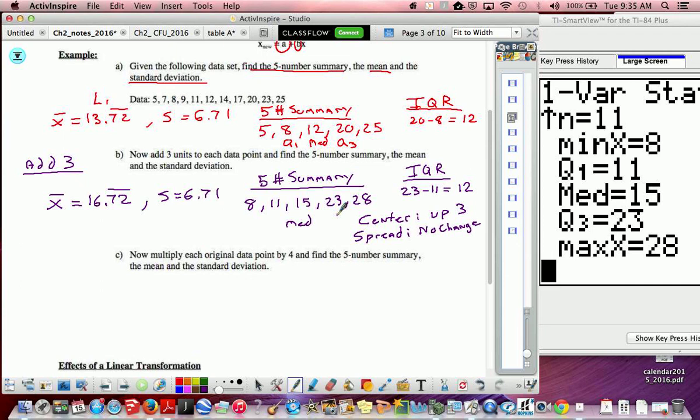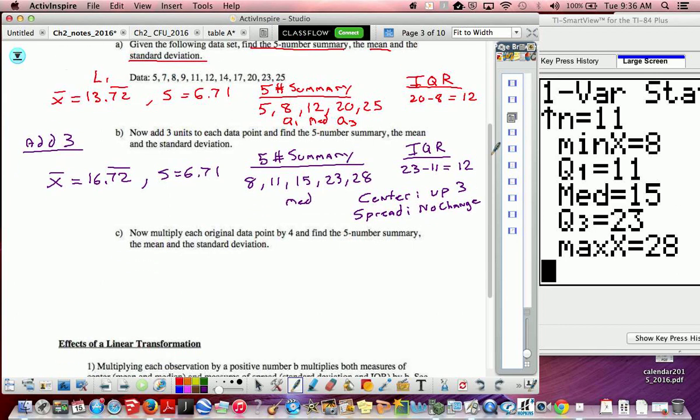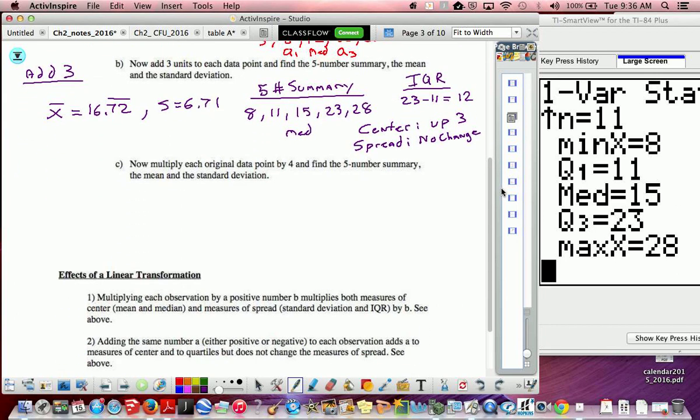Standard deviation and interquartile range are measurements of spread. So you're looking at basically the lowest score and the highest score, and they're all shifting the same distance. And since they're all shifting the same distance, spread will not change when you add or subtract values to the entire distribution. All right, let's take a look quickly then at part C.